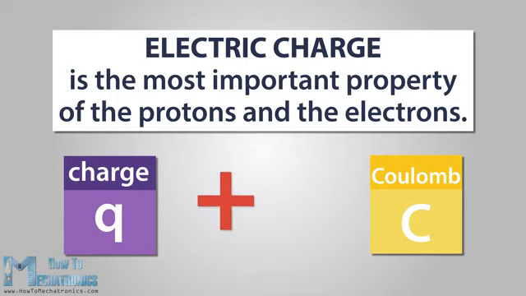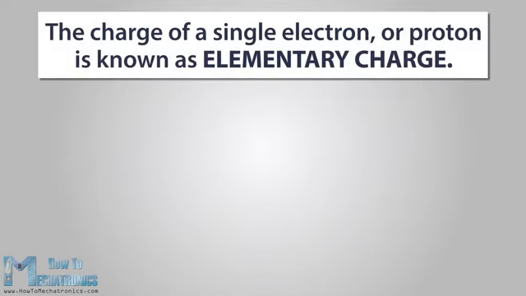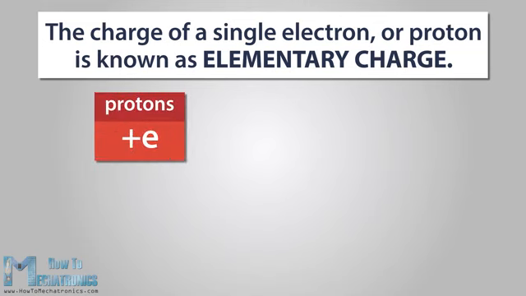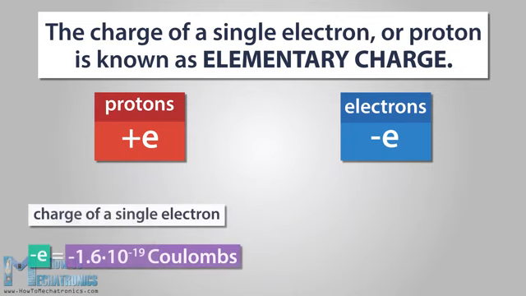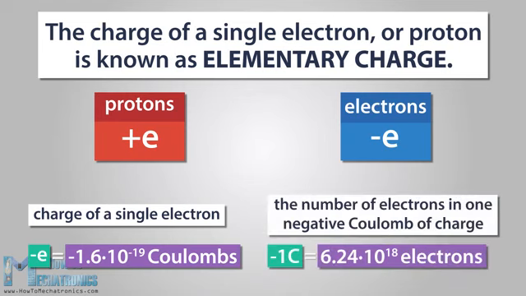Objects can be positively or negatively charged, hence Q can have both positive and negative values. The charge of a single electron or proton is known as elementary charge and is denoted with a lowercase e. Protons have a charge of positive e and electrons of negative e. So one electron has a charge of negative 1.6 times 10 to the negative 19 coulomb, and one negative coulomb has 6.24 times 10 to the 18th electrons. One proton has the same value of electric charge but with a positive sign.